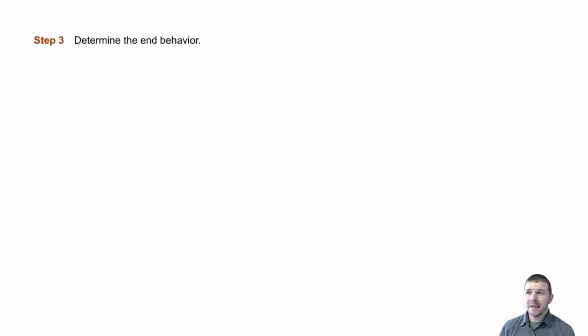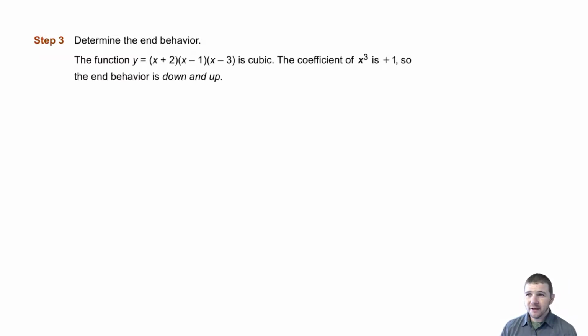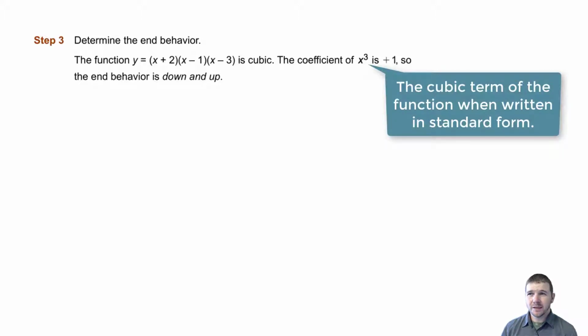Step 3, determine the end behavior. The function y equals the binomial x plus 2 times the binomial x minus 1 times the binomial x minus 3 is cubic. The coefficient of x cubed is +1, so the end behavior is down and up.